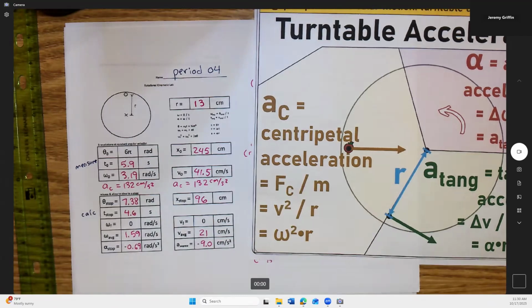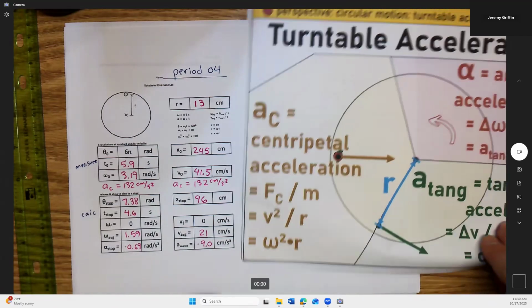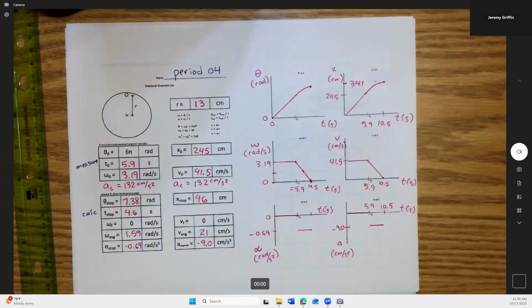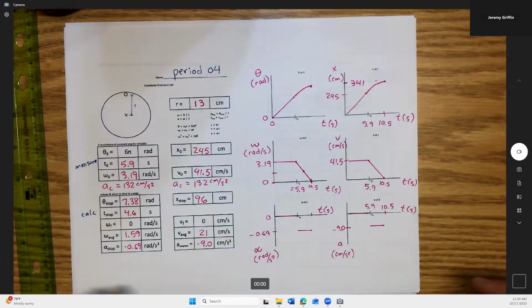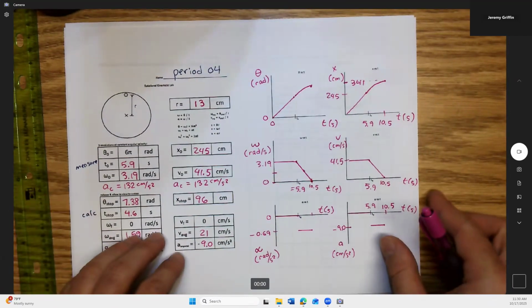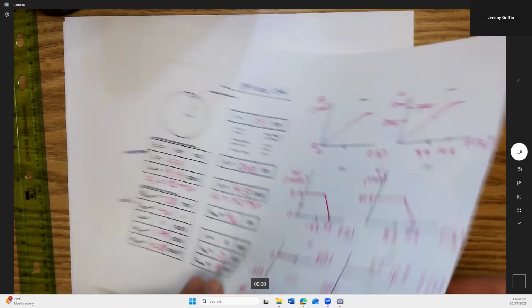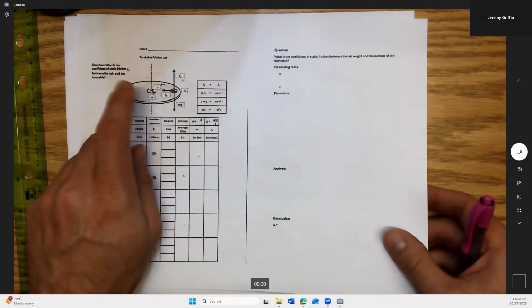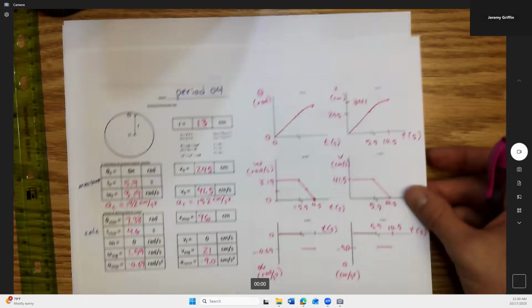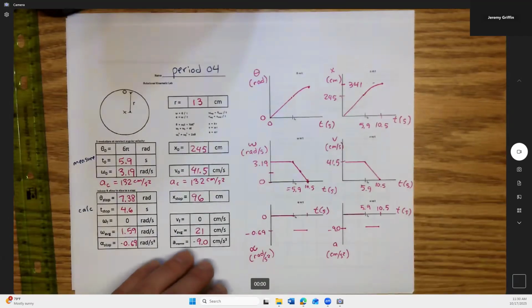You guys good? All right. Is there any question about any part of that story? Okay. So, guys, hold on to this paper because next week we'll do the turntable friction lab. Okay, so more turntables next week. We check out all this today.